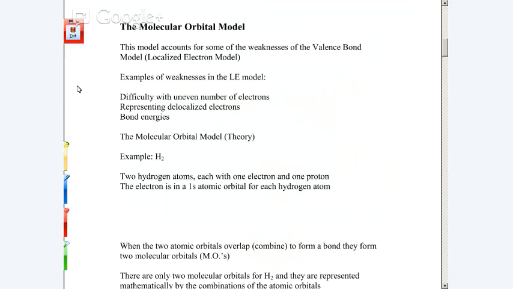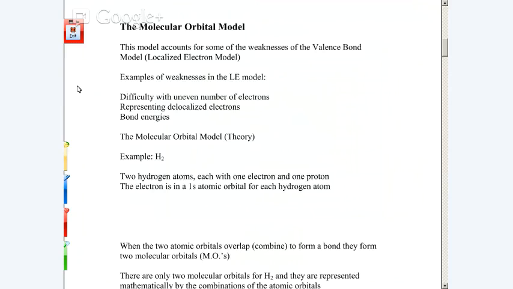Delocalized electrons, this idea of you dump all the electrons into a big pot and then you spread it out over the whole molecule. The localized electron model doesn't really account for that because it says that each atom is hybridized on its own and using its own atomic orbitals. So instead, we use something called molecular orbitals.